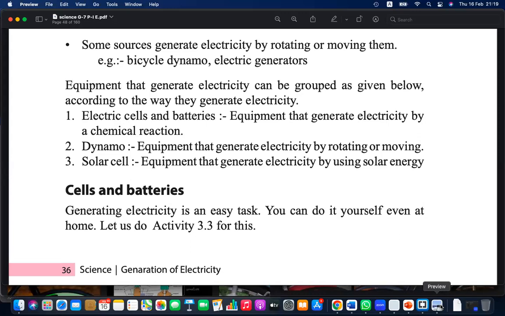But some other countries are using tidal waves in the ocean to generate energy.